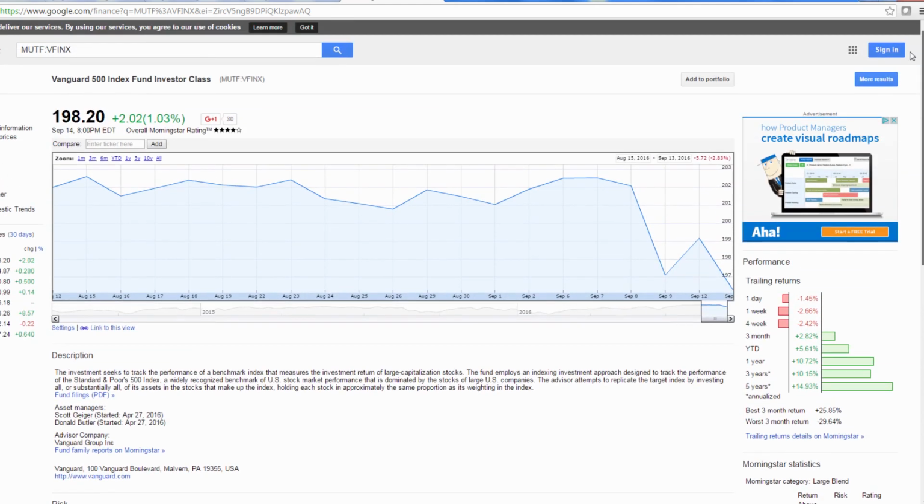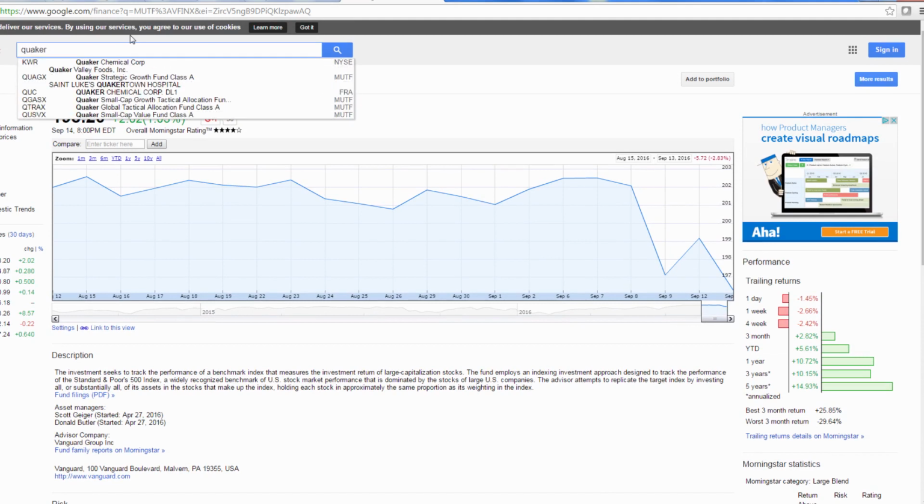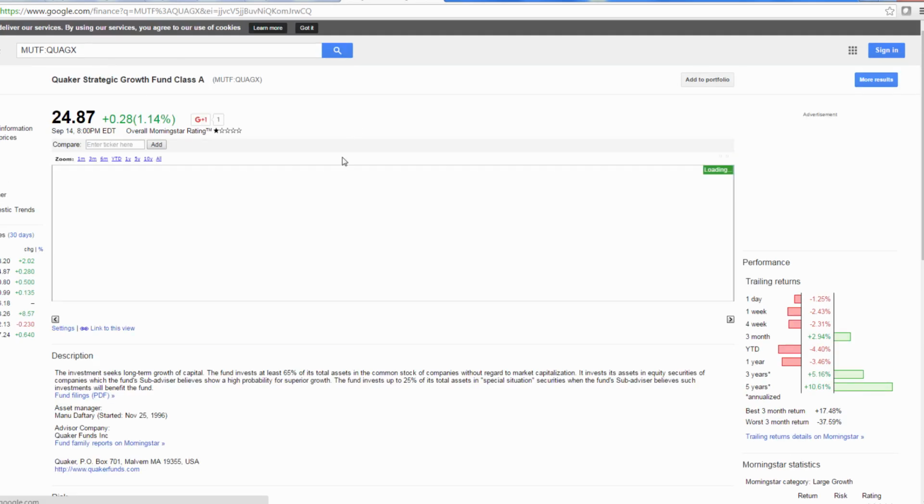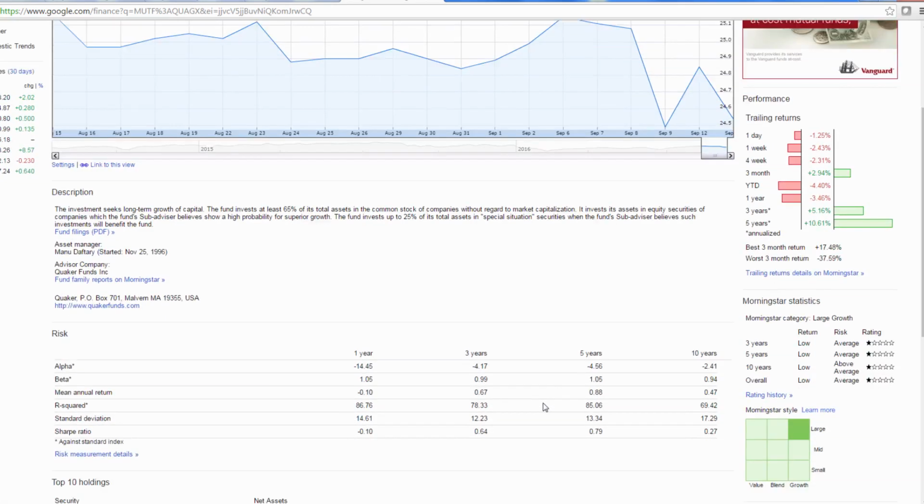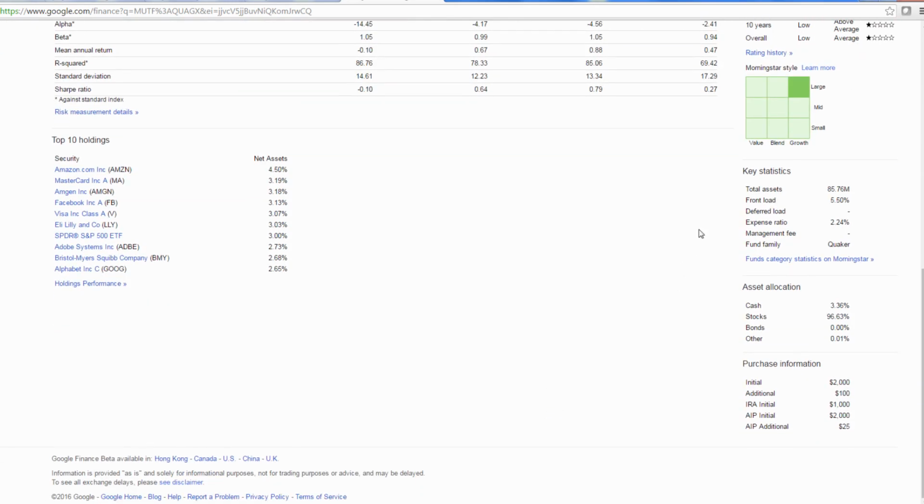Let's compare now to Quaker. You can see how quickly we're able to get this information. If I put in Quaker, and if I didn't know the symbol, I can just type in Quaker and find their Quaker Strategic Growth, the A shares, the ones that had the big front-end load. So here's Quaker, and I can scroll down and see right off to the side a front-end load of 5.5% and an overall expense ratio of 2.24. It's all loaded in there. There's no deferred load, no back-end charge, no extra management fees, but you don't have to worry about that. I'm getting charged 2.24 every year on that.